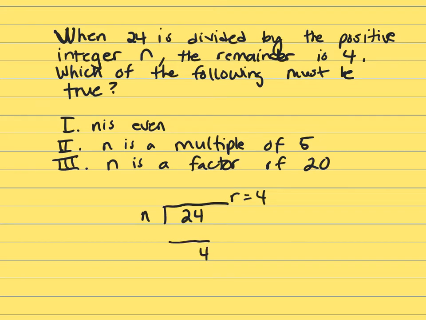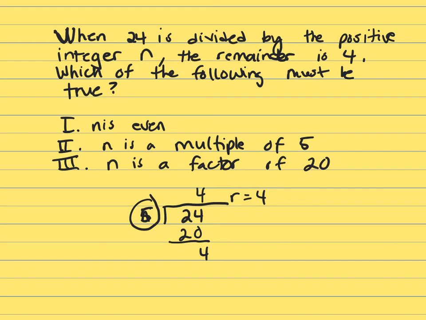Well, the only way you could get that, when you do long division, you subtract, that would have to be a 20. So it had to be a 5, because 5 will go into 24 4 times, and 4 times 5 is 20. So n would have to be 5.